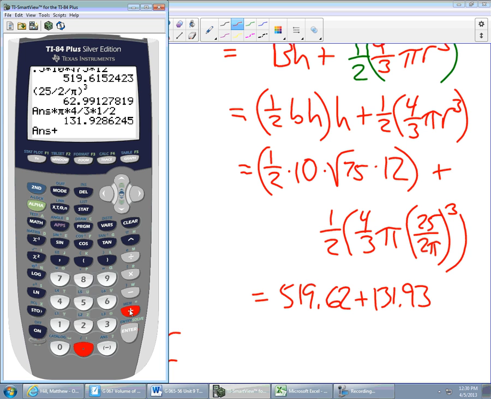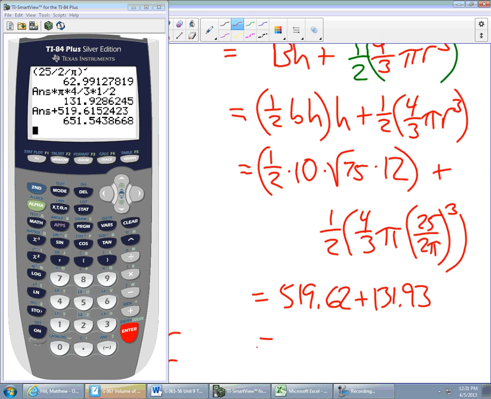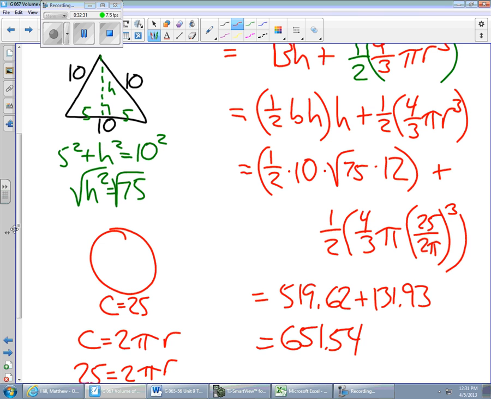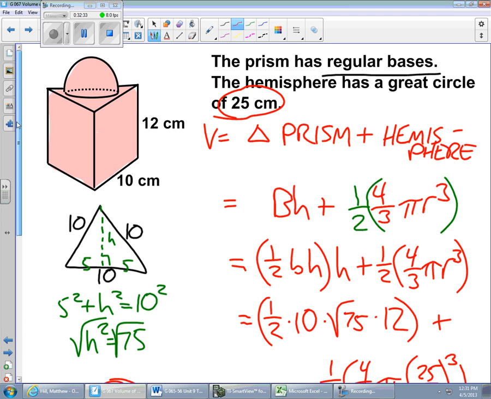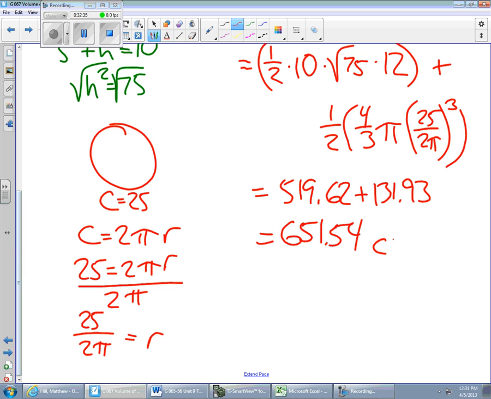Then all we have to do is combine the two volumes that we had. So 131.93 plus 519. You've got the decimal points basically staring you in the face, so you can type a few more of them in there. Make sure we don't get a round off error or something. And we get a total volume of 651.54. And what was the units of measure? Centimeters cubed.